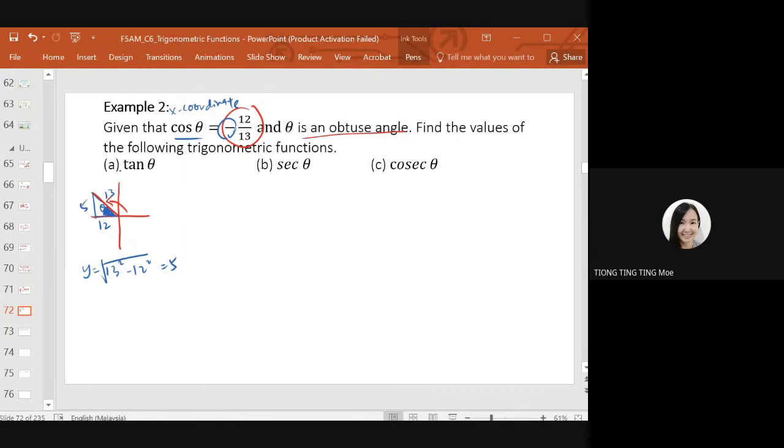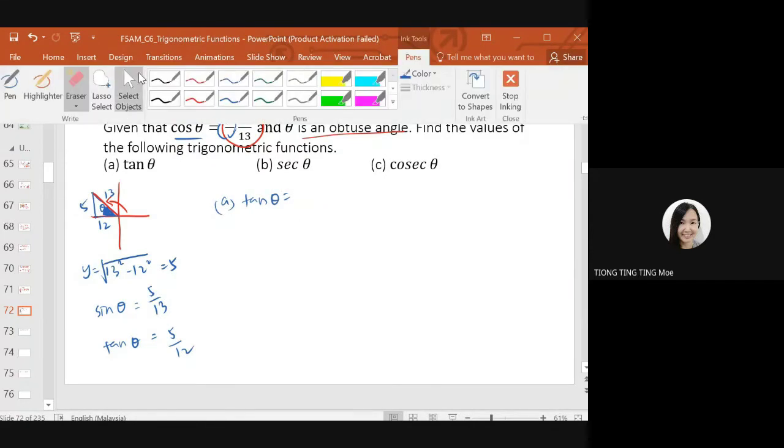So you have the cos, now you find the sine and tangent. Sine is O over H, 5 over 13. Then tangent is 5 over 12. You find sine, cos, tangent first. Then A, tangent, 5 over 12, straightforward. Get the answer already. Is it the answer for you?